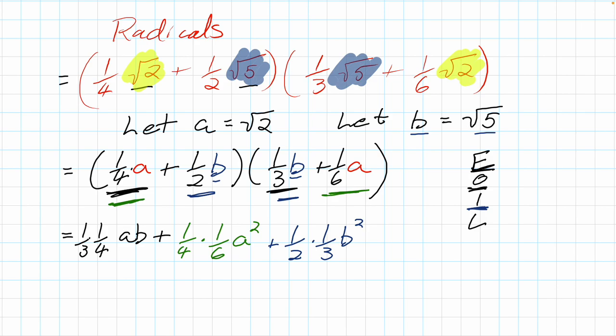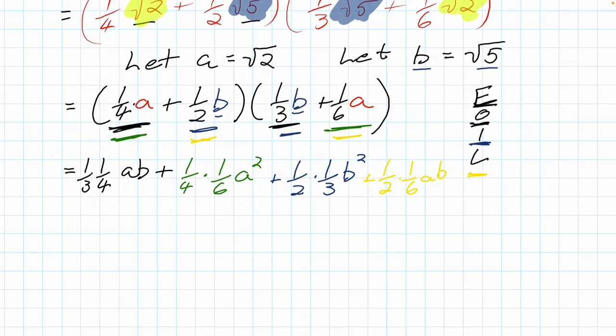And then finally, we have our last terms here. So the last one in both of the brackets. Yellow's a little hard to see, but 1/2 times 1/6. And then we have that AB again. A, B. Yellow's a little hard, but we'll simplify this. So let's go down and take a look at our next line.